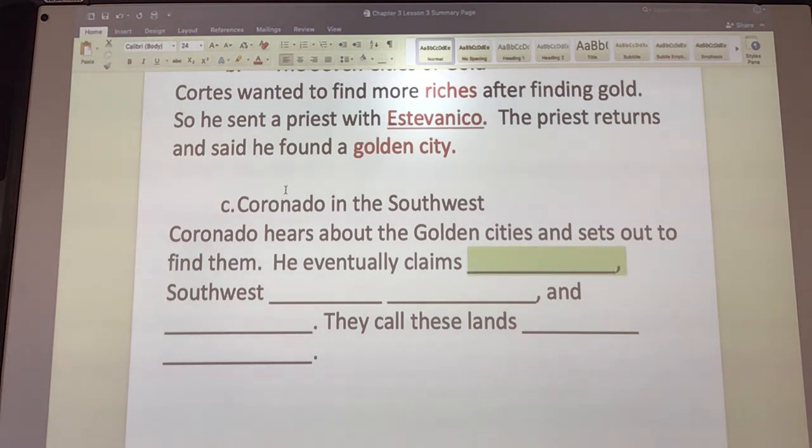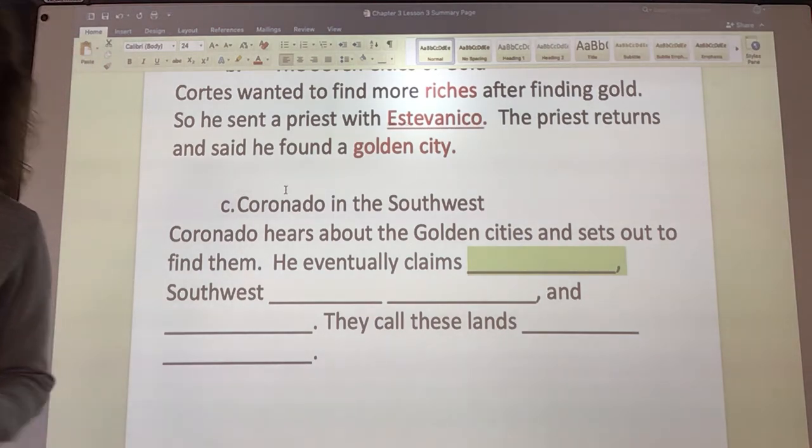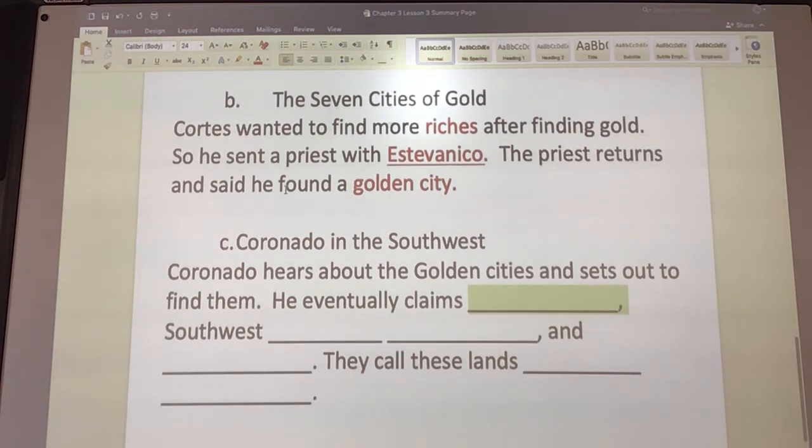Oh. Coronado in the southwest. He's our next section here on 131 if you're following along in the book. Let me scroll this down here so you can see B. Coronado hears about the golden cities and sets out to find them. So he hears about this and decides, you know what? I'm going to go find them. He eventually claims what? May not find the golden cities, but Nick, what does he claim? Lands where? In land southwest United States.